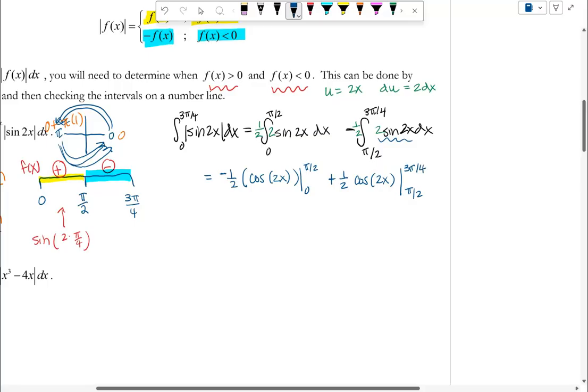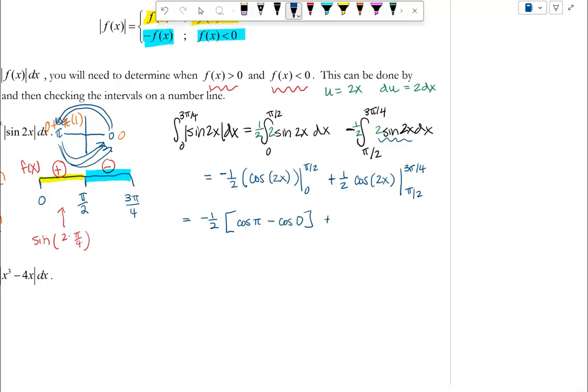So when we go to evaluate this, I'm going to just keep this negative 1/2 for our first evaluation out front. And we end up plugging in, we get the cosine of 2x, or sorry, of 2 times pi over 2. So that's really just the cosine of pi minus the cosine of 2 times 0, so minus the cosine of 0, plus 1/2 times the cosine of 2 times 3 pi over 4. So that's just the cosine of 3 pi over 2 minus the cosine of 2 times pi over 2, which is again the cosine of pi.